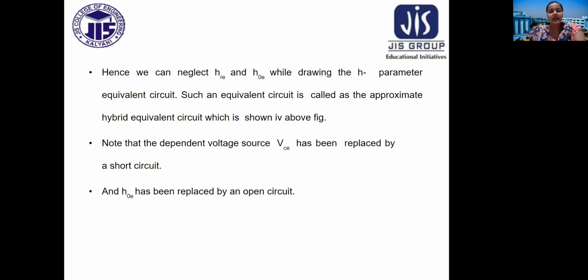Hence, we can neglect HRE and HOE while drawing the H parameter equivalent circuit. Such an equivalent circuit is called the approximate hybrid equivalent circuit. Note that the dependent voltage source has been replaced by a short circuit and HOE has been replaced by an open circuit.